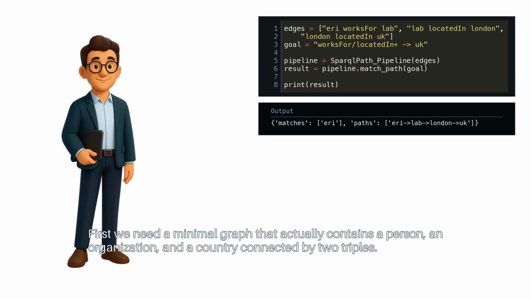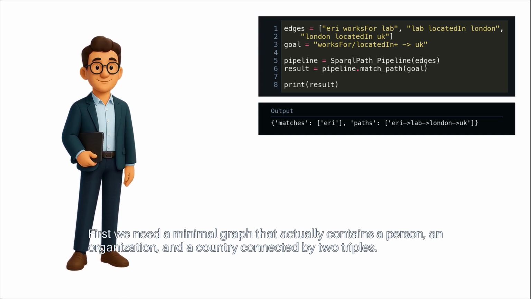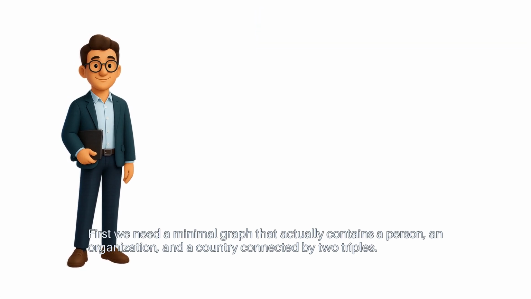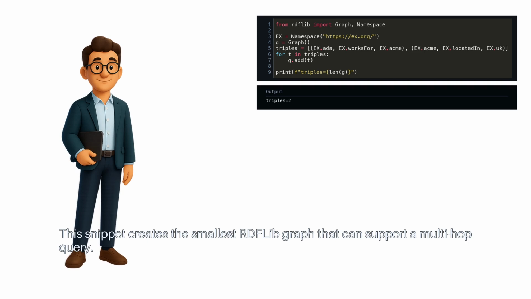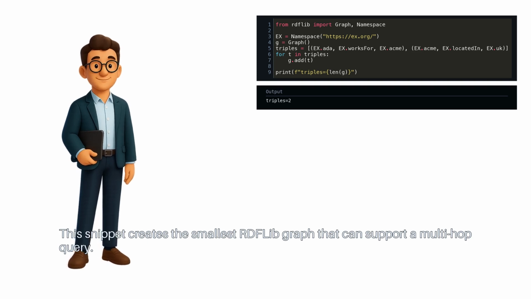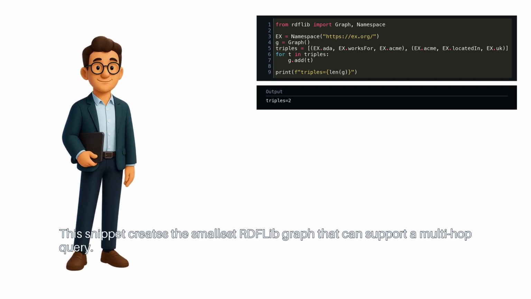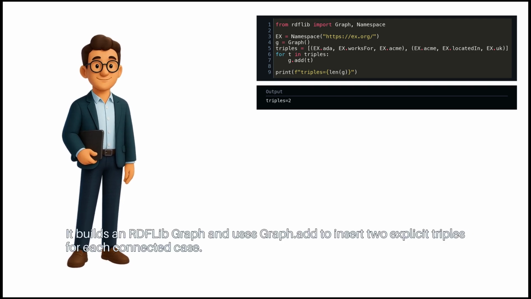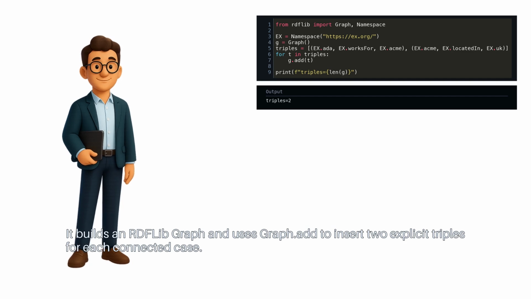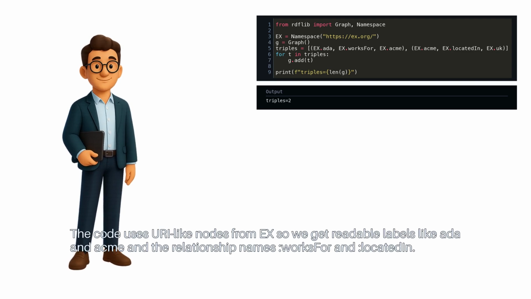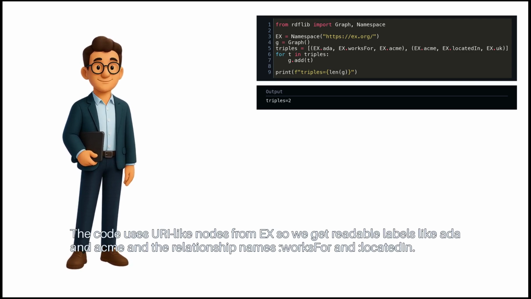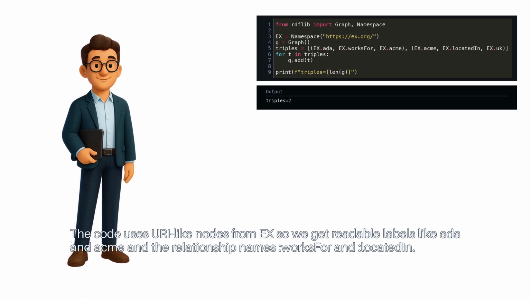First, we need a minimal graph that actually contains a person, an organization, and a country, connected by two triples. This snippet creates the smallest RDFLib graph that can support a multi-hop query. It builds an RDFLib graph and uses graph.add to insert two explicit triples for each connected case. The code uses URI-like nodes from EX, so we get readable labels like ADA and ACME, and the relationship names works for and located in.